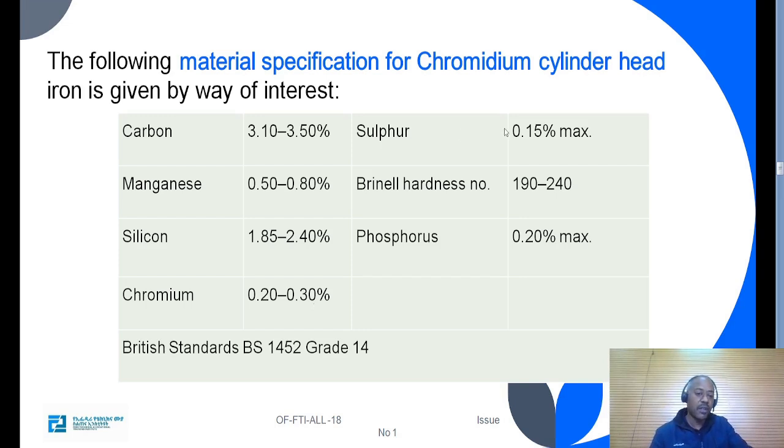And the sulfur, the maximum is 0.15. And the Brinell hardness number should be between 190 and 240. And the phosphorus 0.2% is the maximum value.